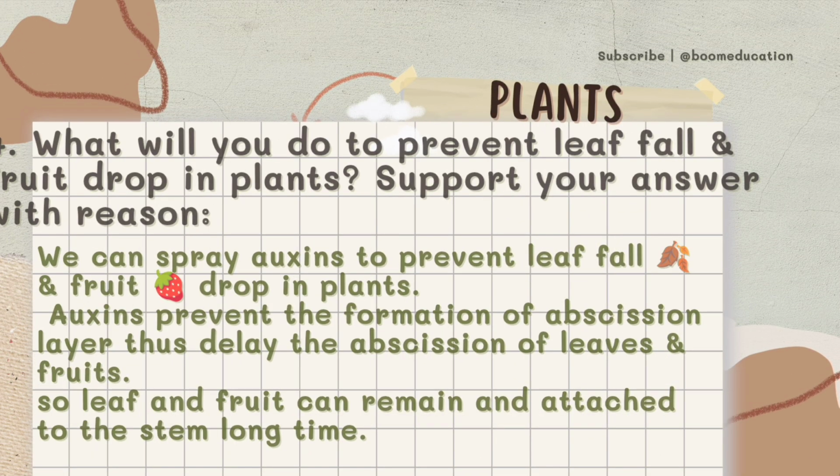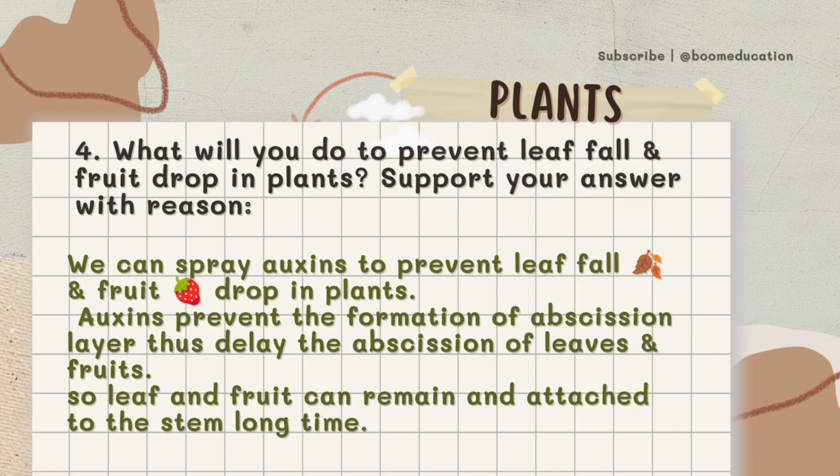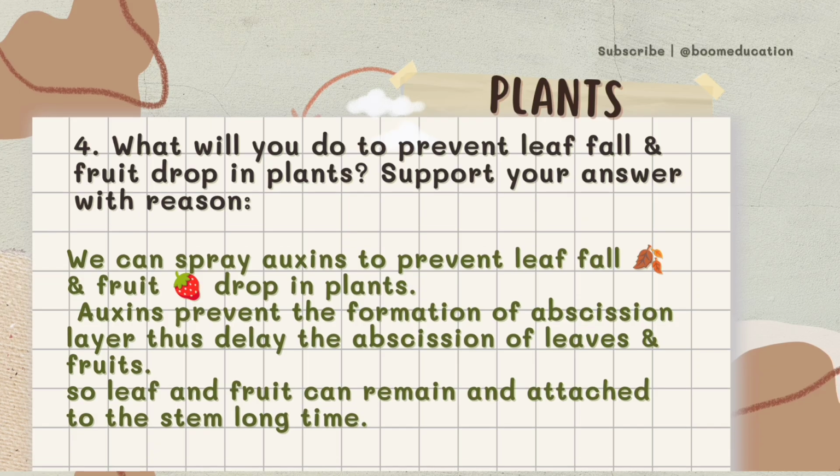What will you do to prevent leaf fall and fruit drop in plants? Support your answer with reason. We can spray auxins to prevent leaf fall and fruit drop in plants. Auxins prevent the formation of the abscission layer, thus delaying the abscission of leaves and fruits. So leaf and fruit can remain attached to the stem for a long time.